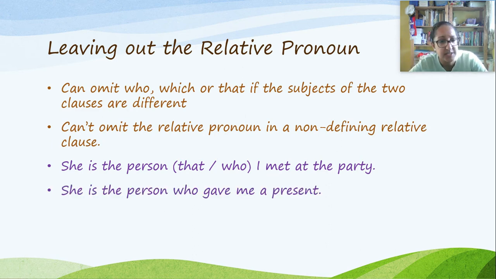But in this case, she is the person who gave me a present. She is the person, she is the subject. She gave me a present. She is the subject of the second clause. Because the subject is the same, we cannot leave it out. We must have who in the sentence.